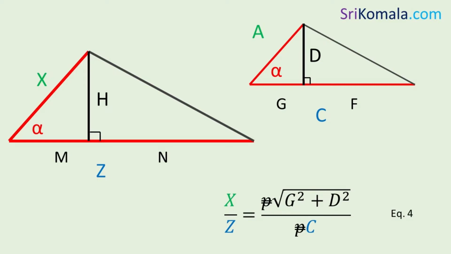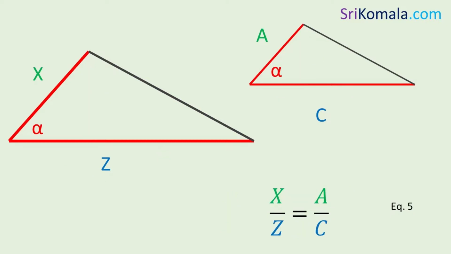Moreover, by eliminating the factor of p, equation 3 can be simplified into equation 4. Next, let us focus on the left hand of the equation. The square root of the square of g plus the square of d is actually equal to the side A in the smaller triangle. Therefore, equation 4 can be simplified into equation 5.